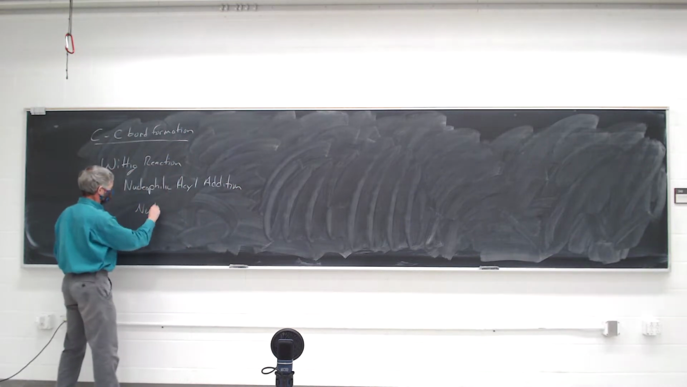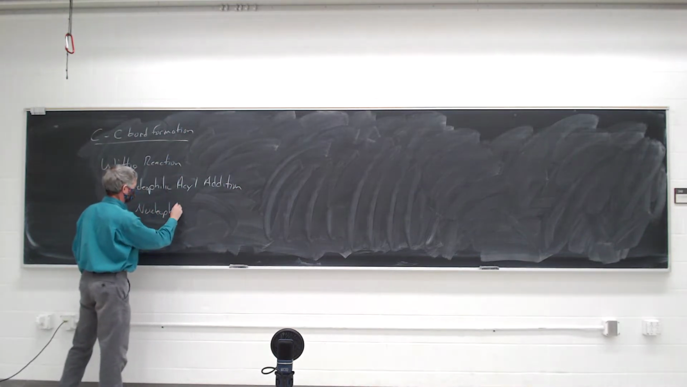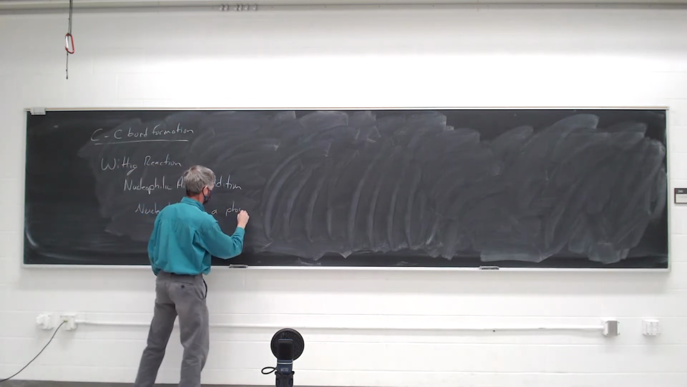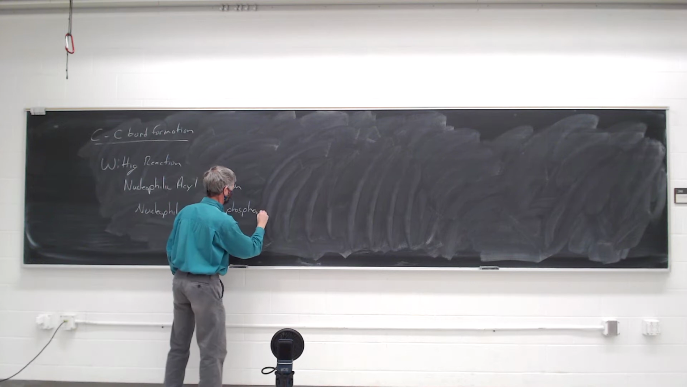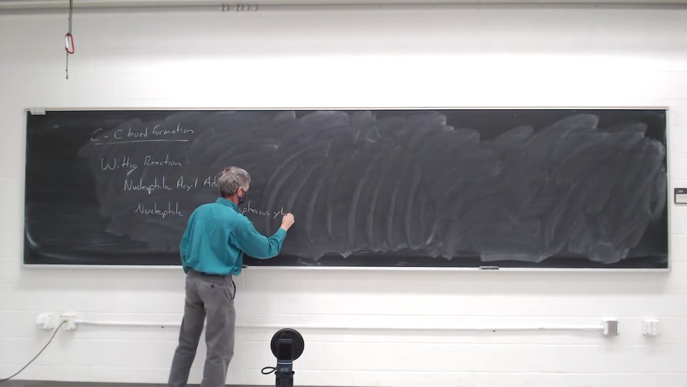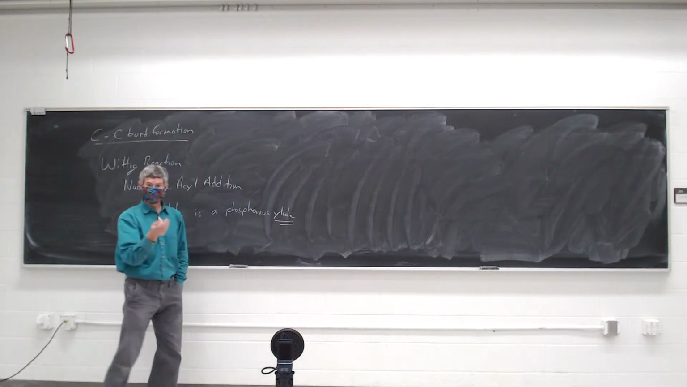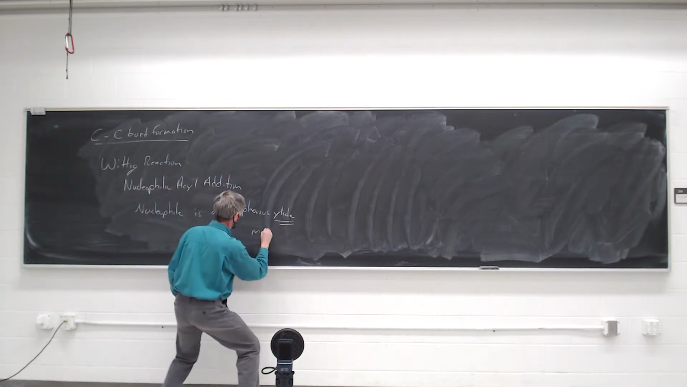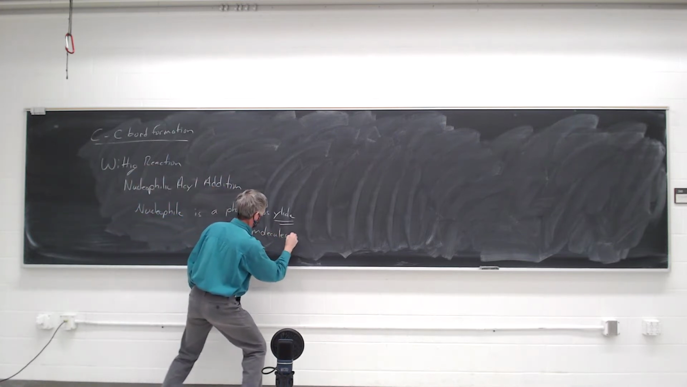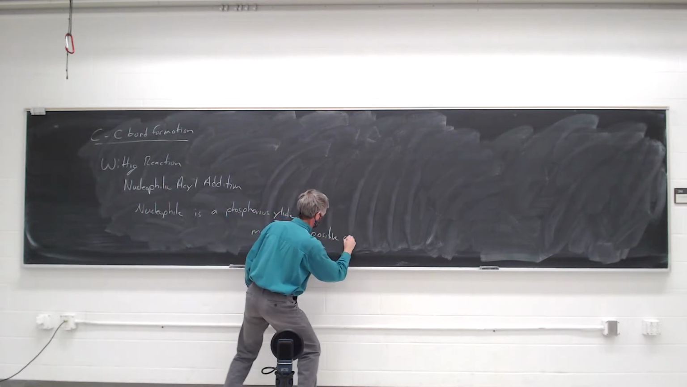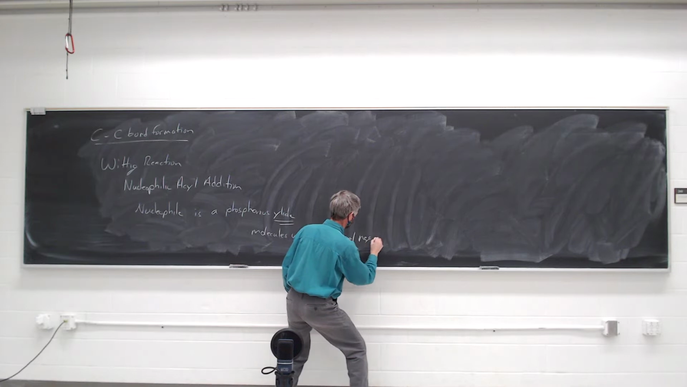And the nucleophile is the aforementioned phosphorus ylide. And an ylide, in general, is a molecule with a positive and a negative charge on adjacent atoms.